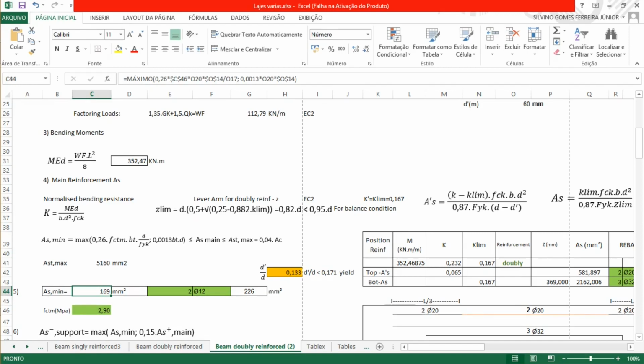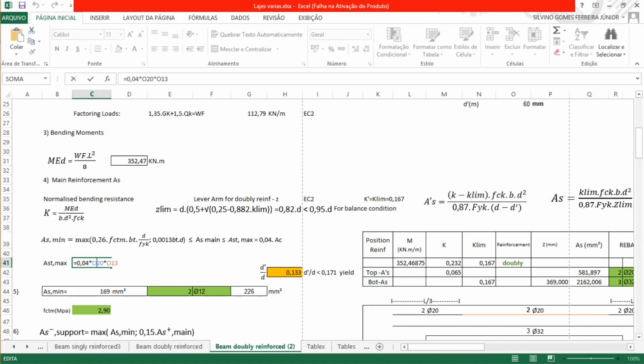Okay, and the maximum: the steel is limited by 0.04 multiplied by the cross section of the reinforced concrete beam, which is basically 250 multiplied by 450.